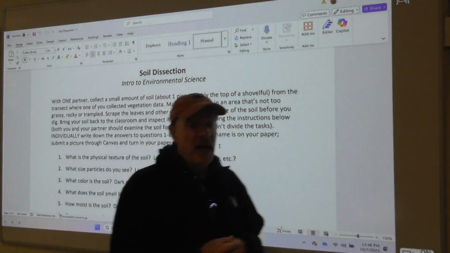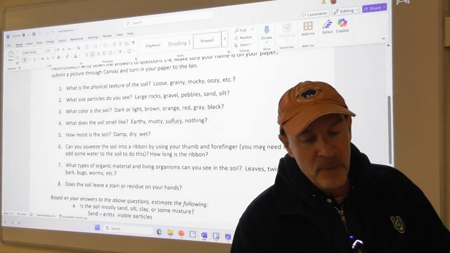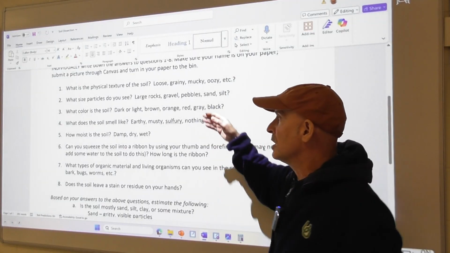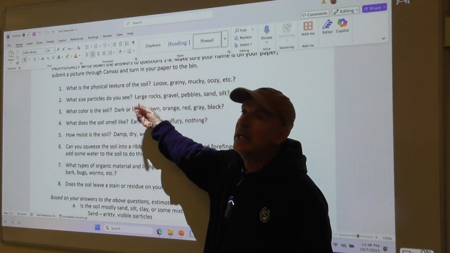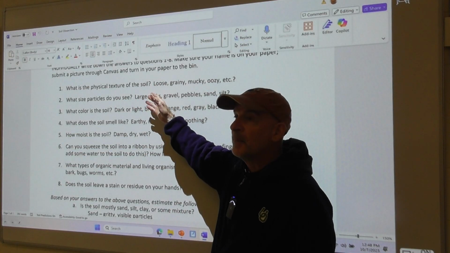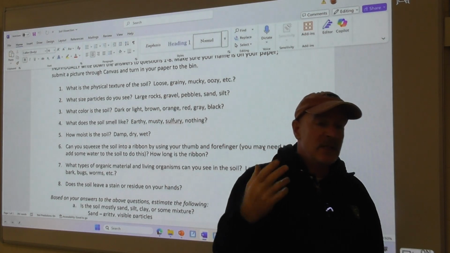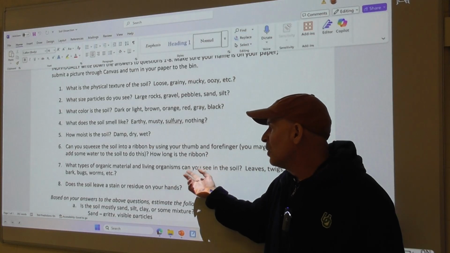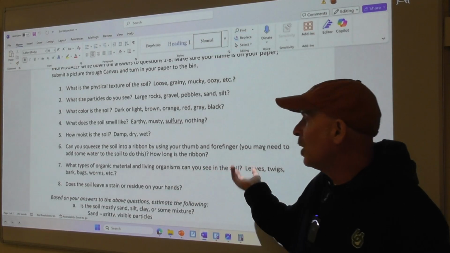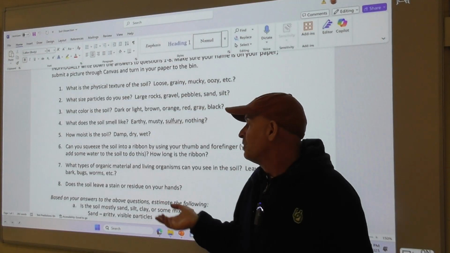And then when you come back to the classroom, there is on Canvas a list of questions that you can answer about the soil by looking at it and feeling it and even smelling it. And estimating things like how moist is it? Do you see any living organisms in there? How can you describe the soil overall?